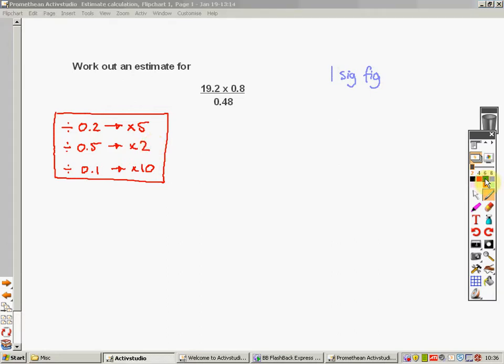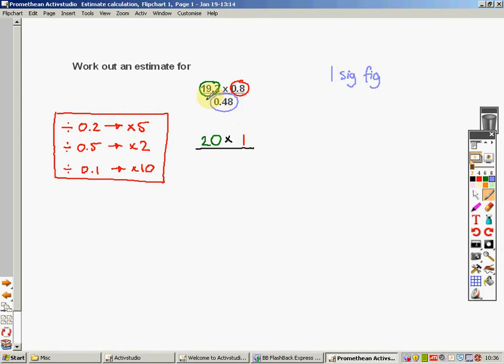Okay, so let's tackle this question here first of all. The first thing I do is I rewrite the question, but rounding to one significant figure. So my 19.2, the nearest one significant figure to that is 20. My 0.8, the nearest one significant figure to that, is 1. So that's going to be 1. And let's not forget, it was a times. And that's divided by, well, 0.48, my nearest single significant figure to that is going to be 0.5. That's now my calculation, and I go ahead and work with that.